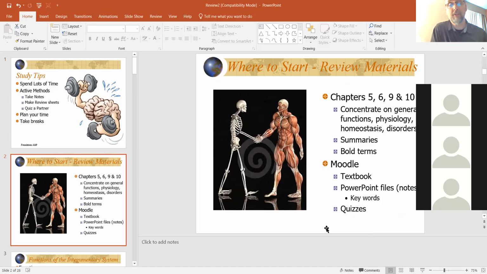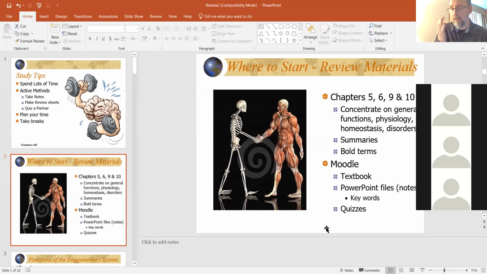Concentrate on the general functions of each system. There's almost always a question on what are the functions of the skin, which of these is not a function of the skin, or the bones, or something like that. Then on physiology. So most of the anatomy stuff I'm asking in lab. So there's more, the physiology things are the things that I have to ask about in lecture. So that includes things on homeostasis, on functional disorders, things like on development.